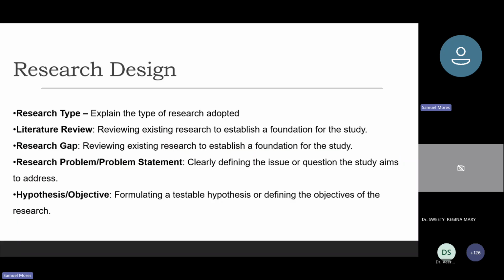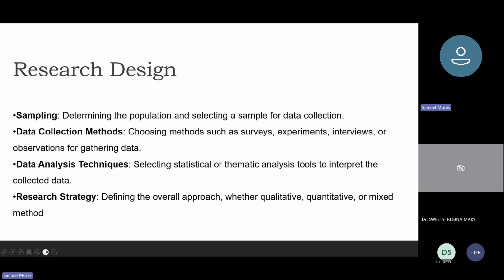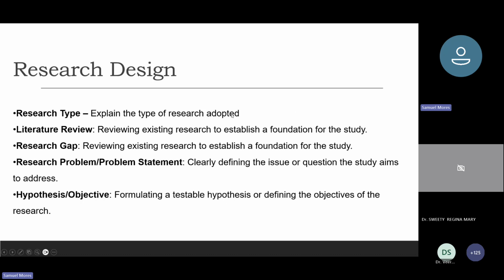In every research paper you should start writing the research design by explaining what type of research you have conducted. You can start saying that this is a qualitative study, this is a quantitative study, this is an explorative study, this is a conceptual study or theoretical study. What are the type? You should explain that. That is part of research design. And next one, you should also explain how the literature review is done.